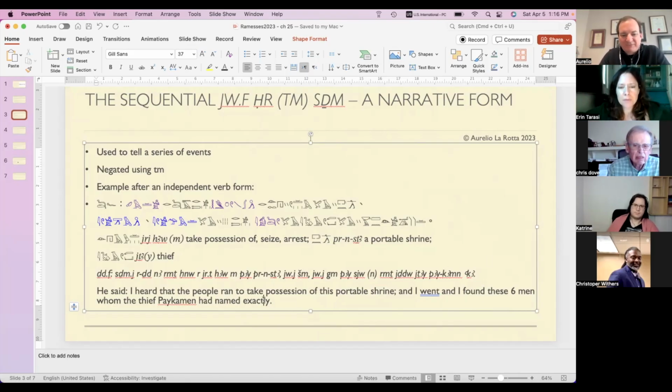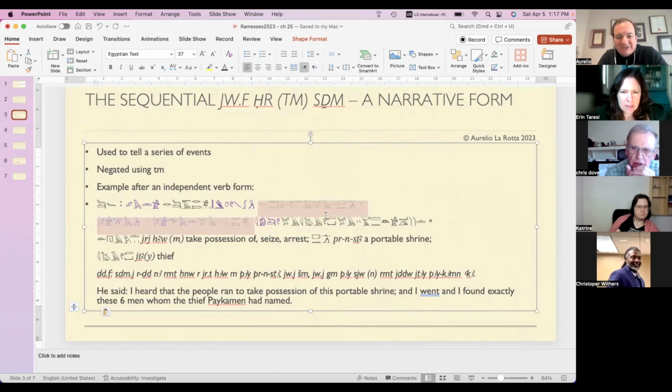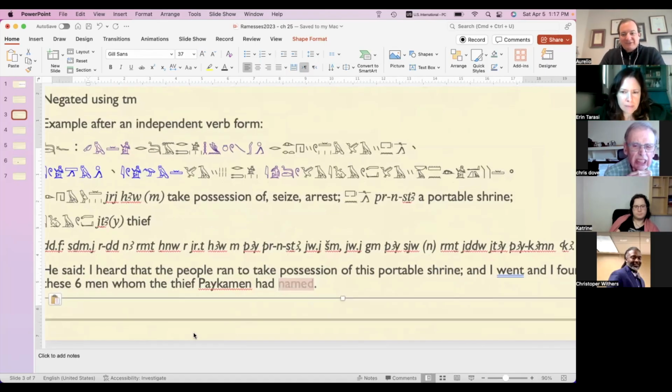So for this to make sense in English, we have to bring this towards the front. You could either make it like exactly those whom the thief Pikamen had named, or you could make it, I found exactly these six men whom the thief Pikamen had named. It's just that the syntax in Egyptian works very differently from ours, so we have to be a bit creative there. But yeah, this is clearly almost like a relative sentence, or it is a relative sentence in English. And the thing that throws us off is that jet here is being used to indicate maybe, had named, indicated, something of that nature. All right, very good job.